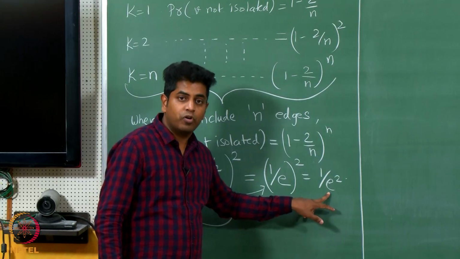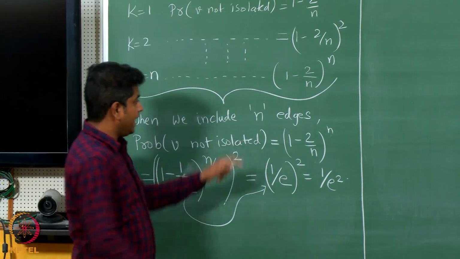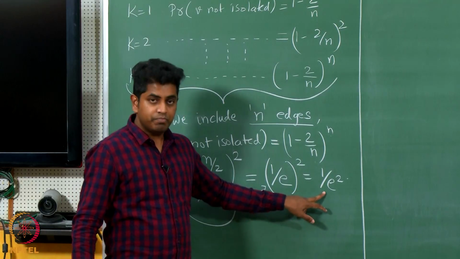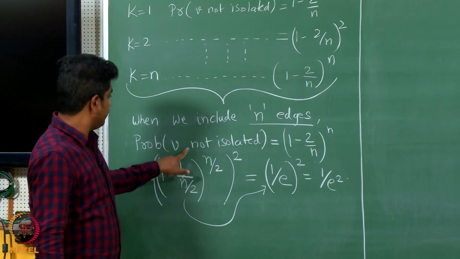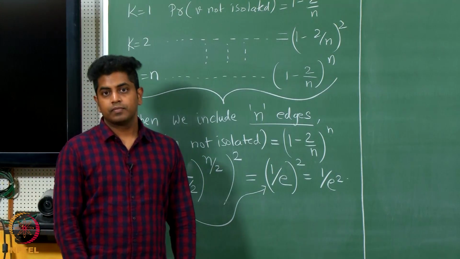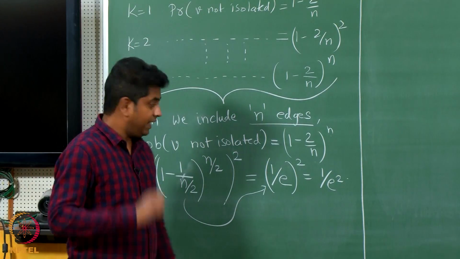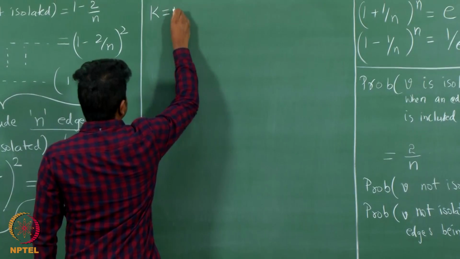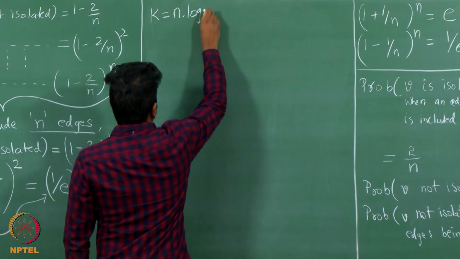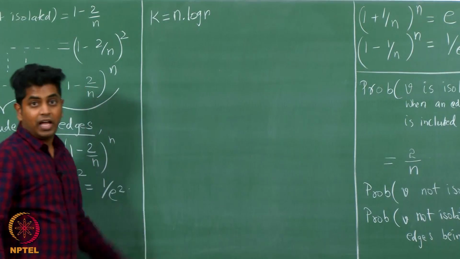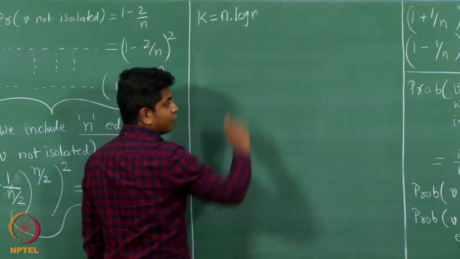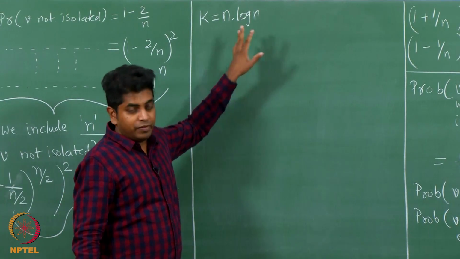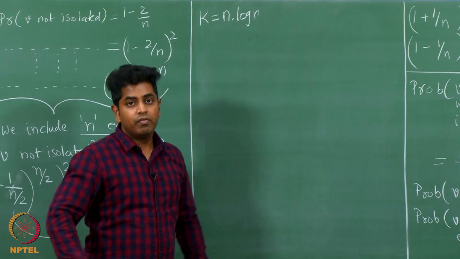There is roughly a quarter probability that when you put n edges on n vertices, there is some decent probability, 1 by 4, that your V is not isolated. Okay, it's a very small probability, but then I will do a small trick. I will take k equals n times log n. Don't ask me why I am taking n log n, just for fun. You can take whatever you want, alright. There is a reason why I am taking it this way, but for the time being you assume that I am taking something slightly more than n, which is n log n.